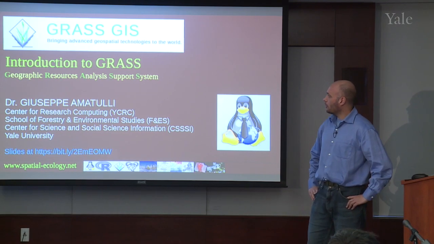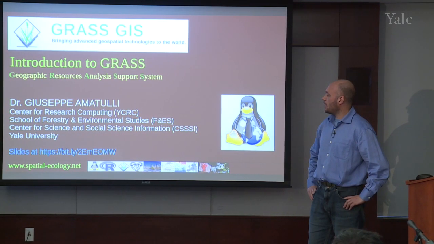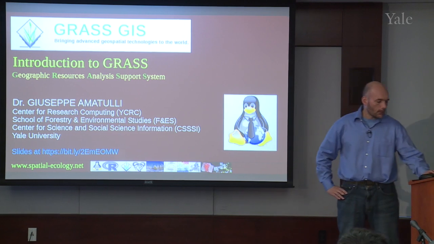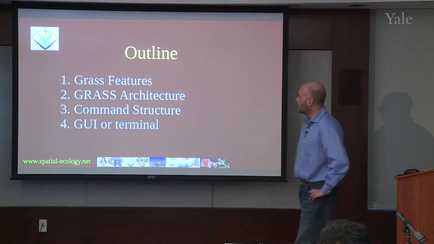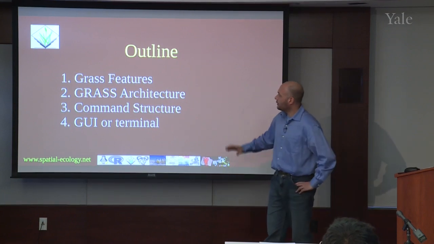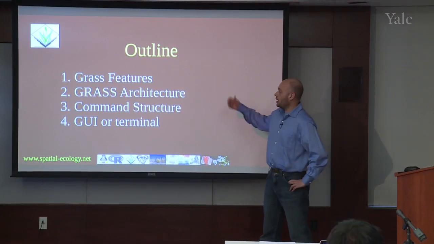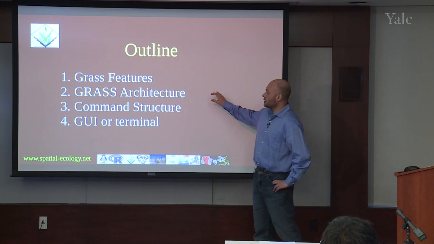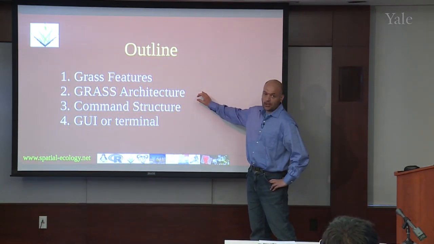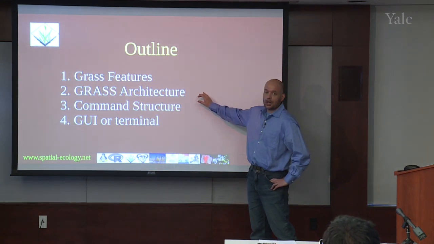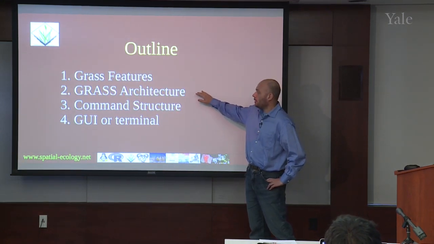GRASS stands for Geographical Resource Analysis Support System, and it was developed many years ago. Today I'm going to talk about the GRASS features and how it has been developed. I will concentrate my attention on the GRASS architecture. This is extremely important, something people struggle with, so I will spend a lot of time on it.